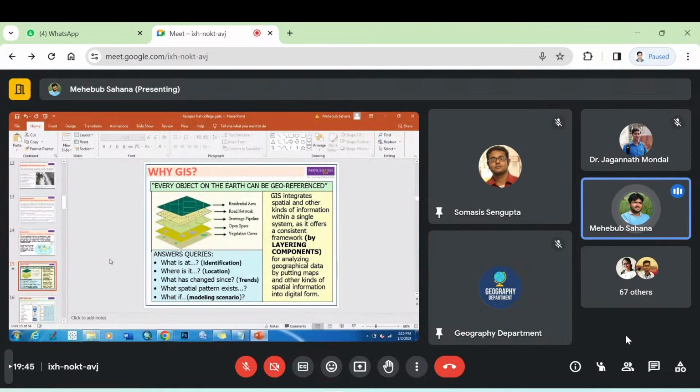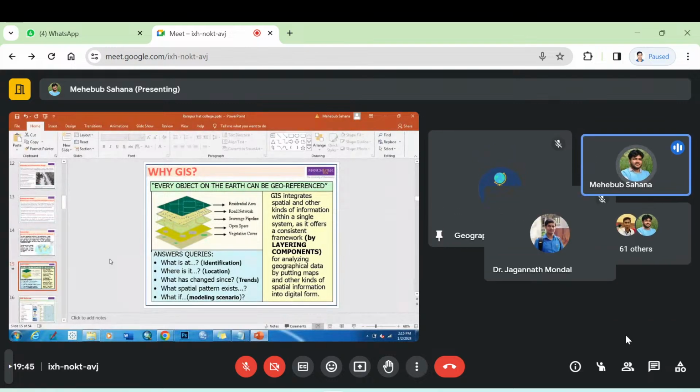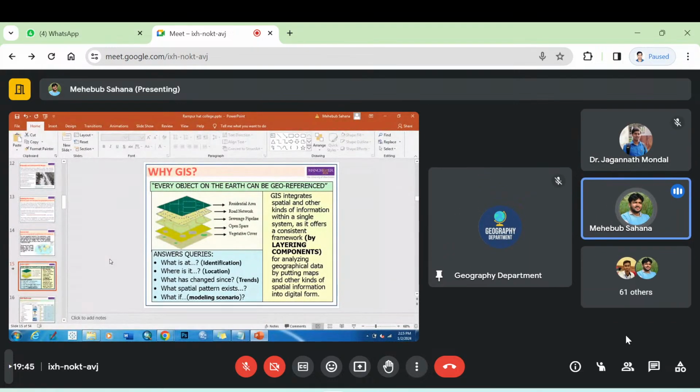Even the non-material, non-living things, and it can give us answers: what is at, where is it, what has changed since, what spatial patterns exist, and what if. So that is identification, location, trends, modeling, scenario. These are the 5 important questions that can be answered by GIS, and there is no other subject that can give the answer for this.